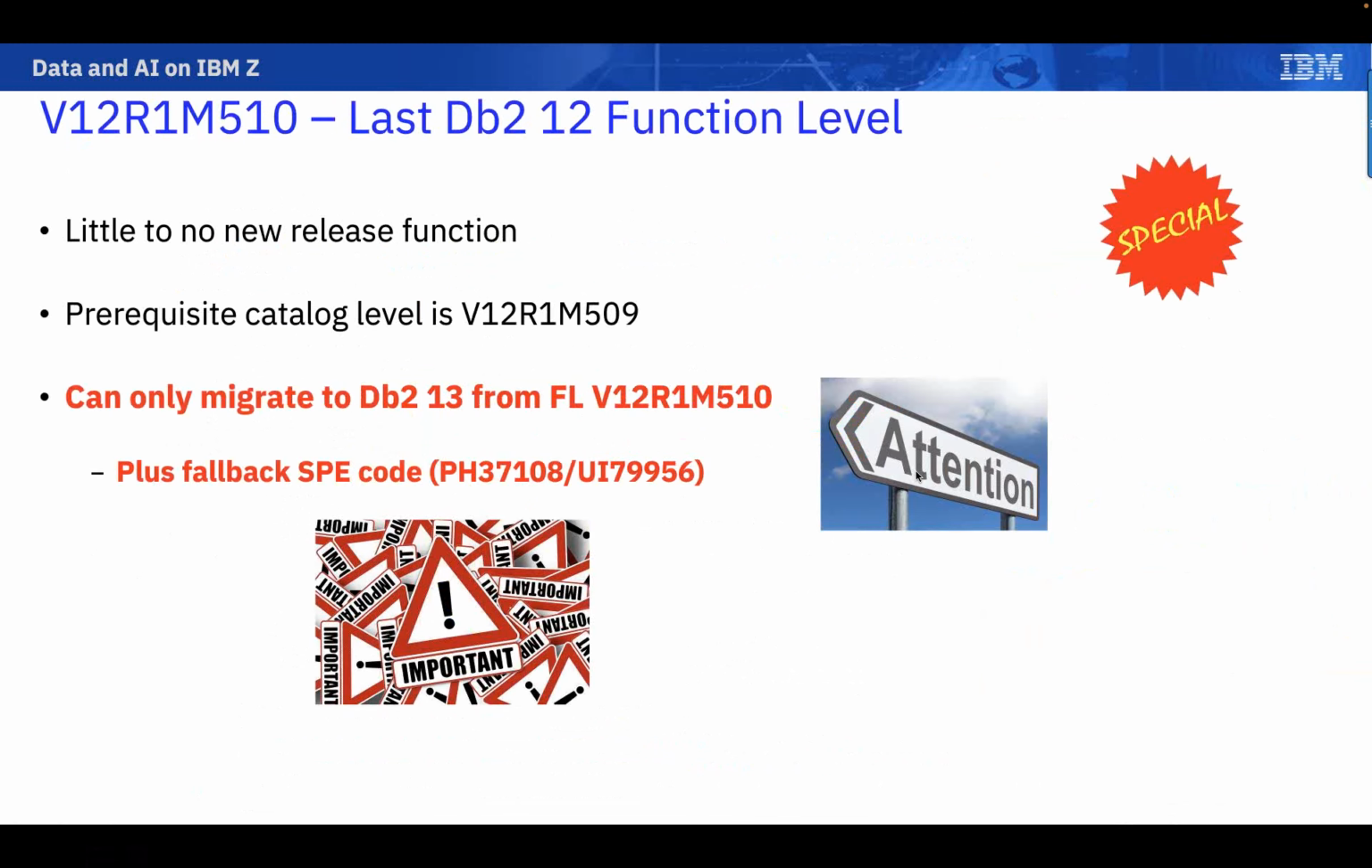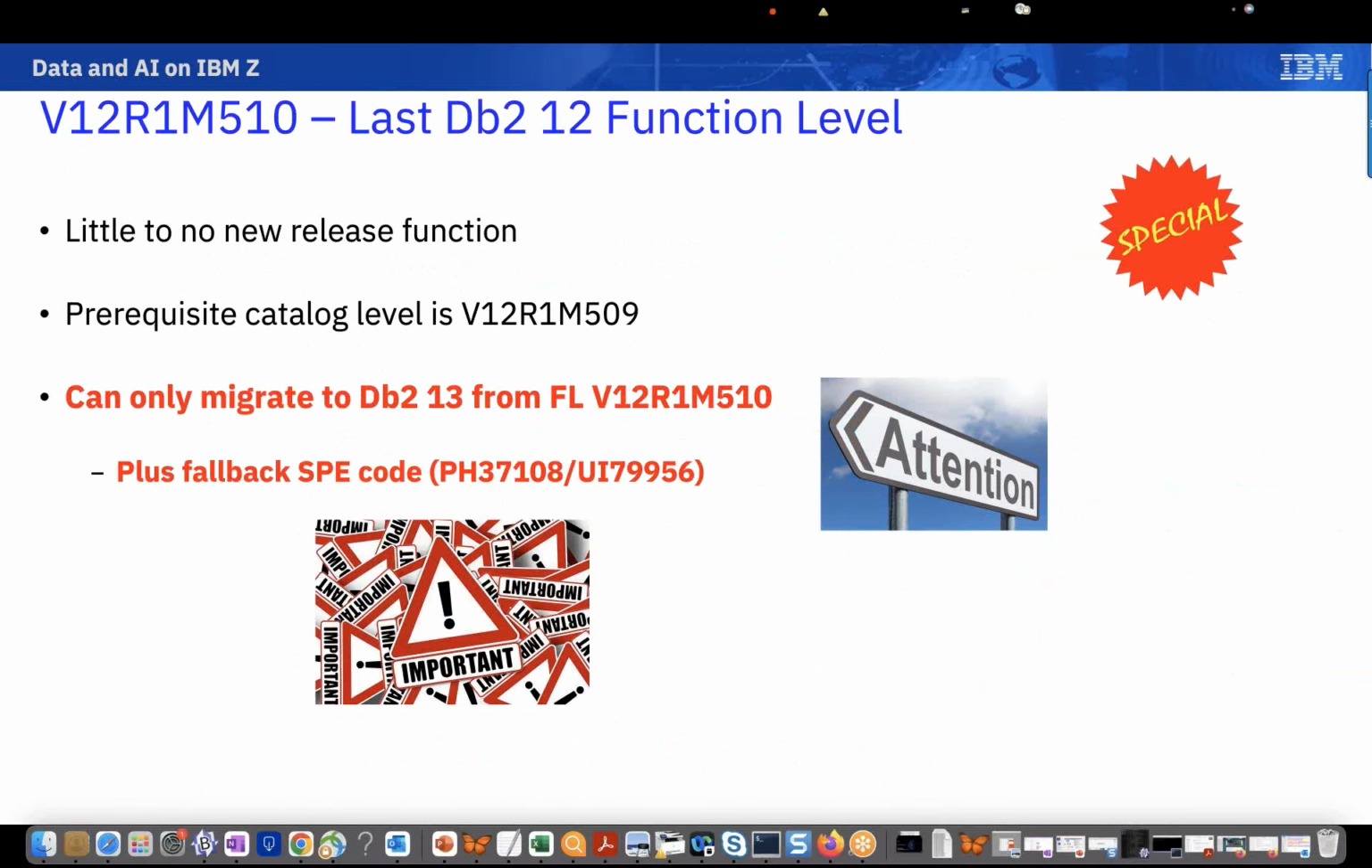It's function level 510. For function level 510, 510 is a special function level in that there's little to no new release function. We didn't tie any new release function to function level 510, but new release function was delivered in that time frame between 509 and 510. The prerequisite catalog level is 509, so it isn't a case where you needed to make a 510 catalog change before you could activate function level 510.